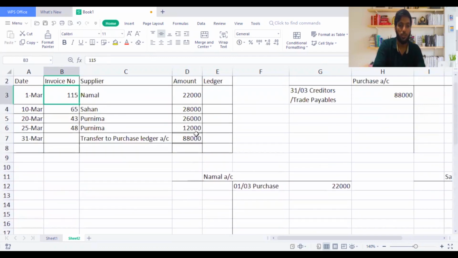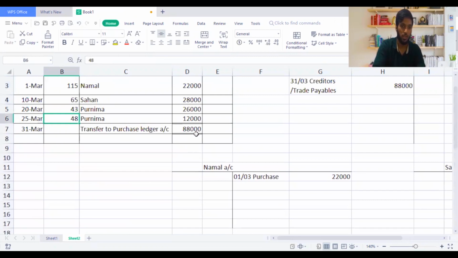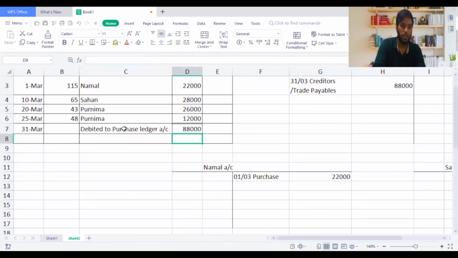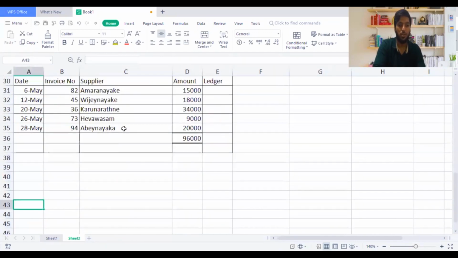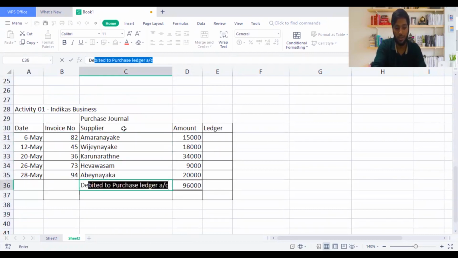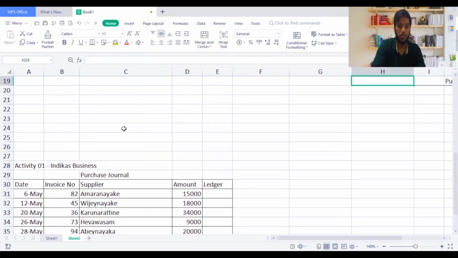So I'm going to record this 96,000, but then you need to write the same thing which we wrote here: transfer to purchases ledger account, but you can also say debited to purchase ledger account, whichever you feel convenient. Both are correct, but it's better you write debited to purchase ledger account. The examiner says that either one of these is correct. It's happening on the month end, 31st.